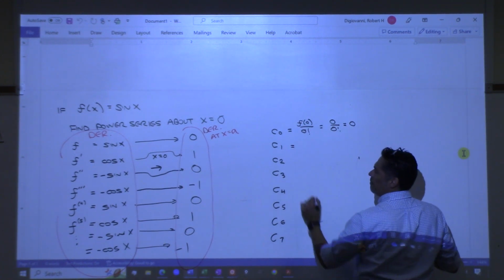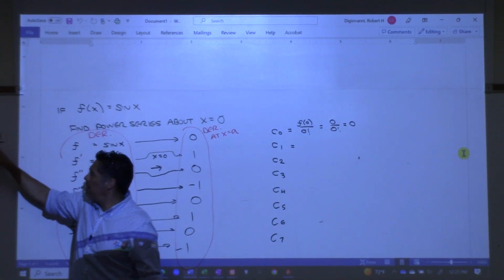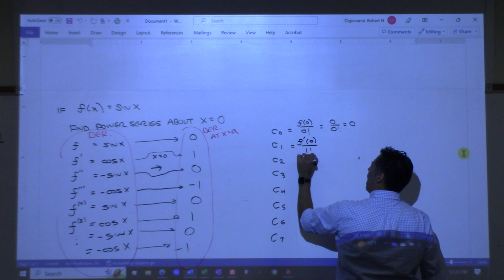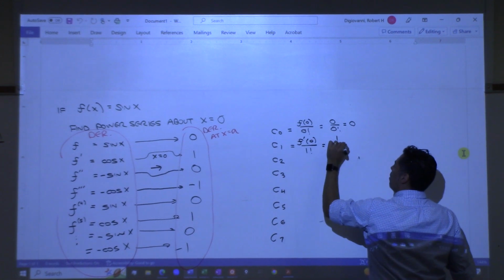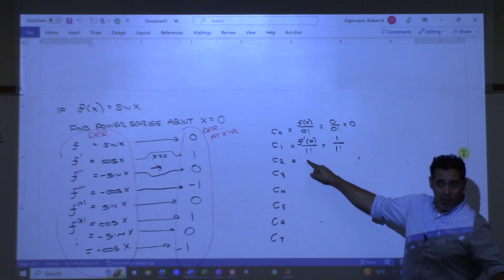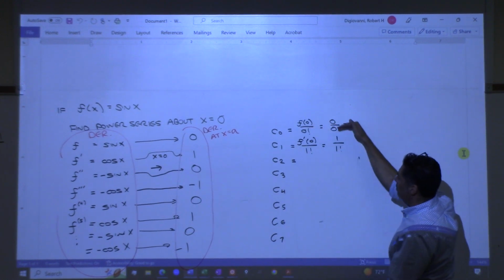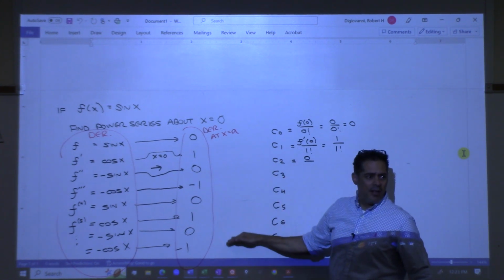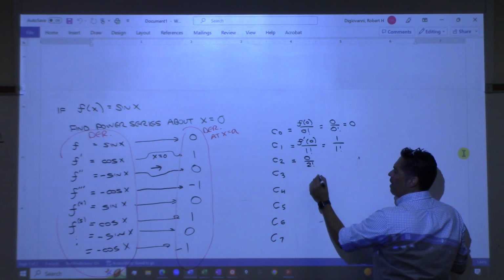What's C sub 1? It's the first derivative, plug in 0, and then divide it by 1 factorial. What's the first derivative at 0? 1. We just got that right here. So 1 over 1 factorial. The next one is the second derivative at 0, which is really just that number right there. So the numerators of these fractions are just from this list, and the denominators are just factorials. So it'll be 0 over 2 factorial, which is 0.